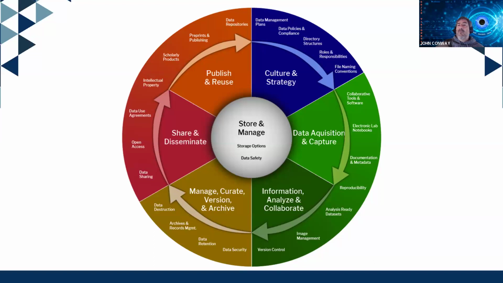But in order to get there, and we're finding a lot of problems with large language models and things like that in science because of the detail that's needed, we have to have the right culture. First, you have to put the right strategy in place. Then you can acquire or capture your data in the correct manner with the right contextualization, right metadata. Then you can provide the information, the analysis, and the collaboration around that that occurs today in drug discovery, for example, gene therapy, cell therapy discovery. You can manage, curate, version, which is critical, and archive data. You can share and disseminate and ultimately publish and reuse.